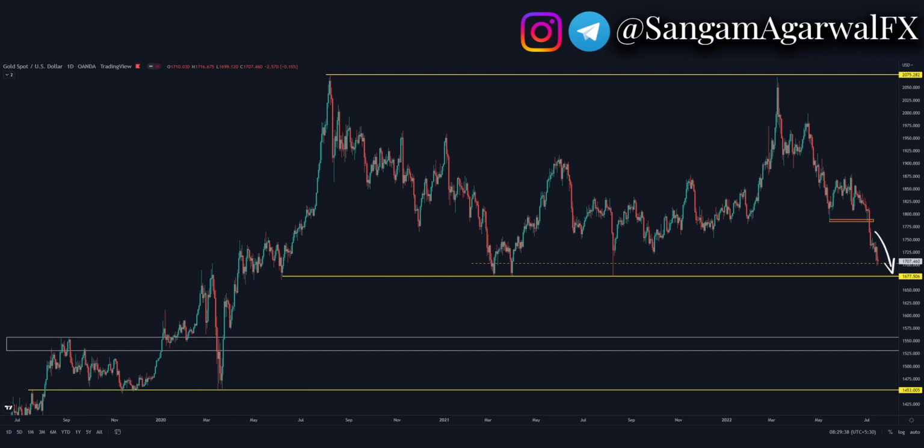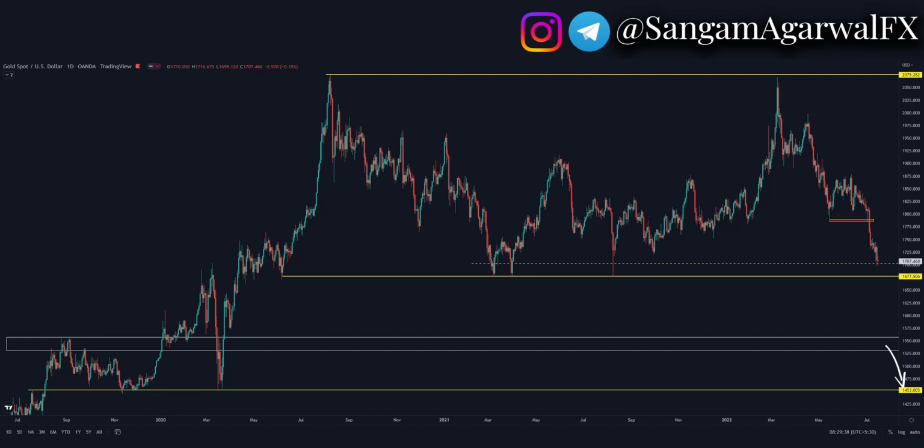So if this level breaks and a daily candle closes below this yellow line, then the next target will be this resistance zone at 1560, and our ultimate support is 1453. If on a rate hike the US stock market crashes, margin calls hit, and gold also crashes like March 2020, then it can retest 1560 or 1453.